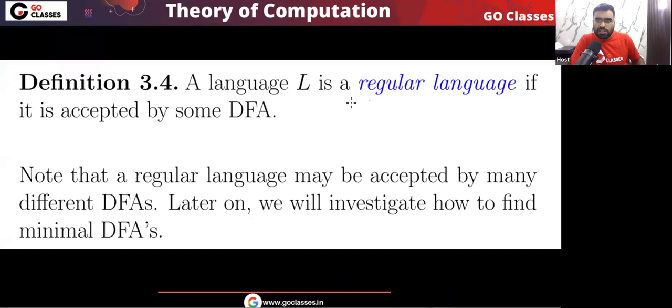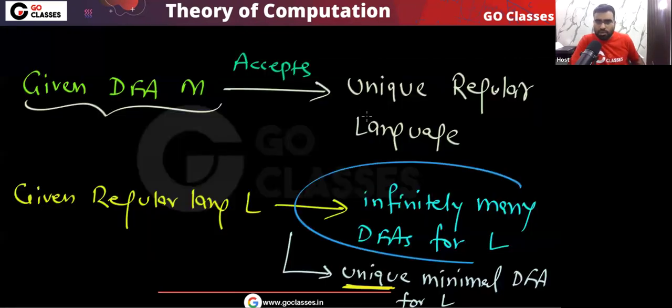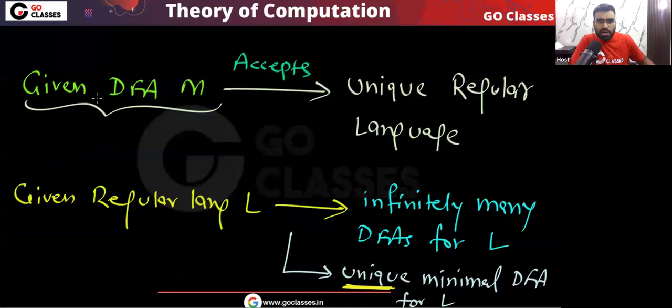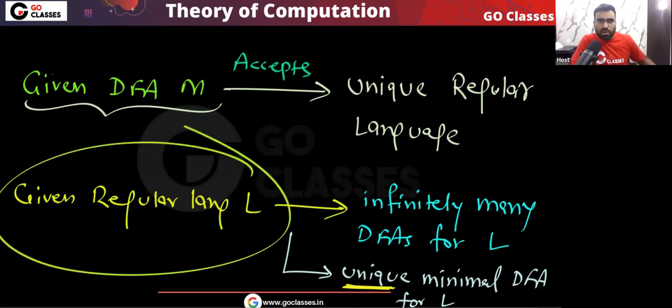So you can see what is the definition of regular language. We have already seen a language is called a regular language if it is accepted by some DFA. Some DFA means at least one DFA. So any language for which there exists at least one DFA, that language is a regular language. But I told you that if you have any regular language, you can create infinitely many DFAs for this regular language L. But the minimal DFA will be unique for any regular language L.